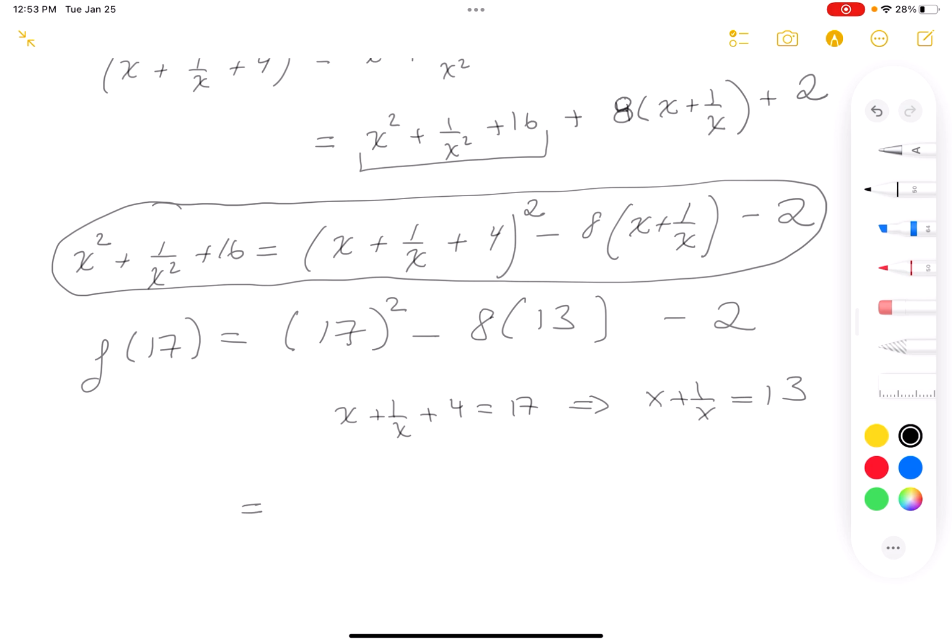I get a very simple numerical problem now. Let's write this down. 17 squared, I'll write this on the side for you, is 17 times 17. That's 289. Minus 8 times 13, that's 104. Minus 2. So that's going to be 185 minus 2, or 183.